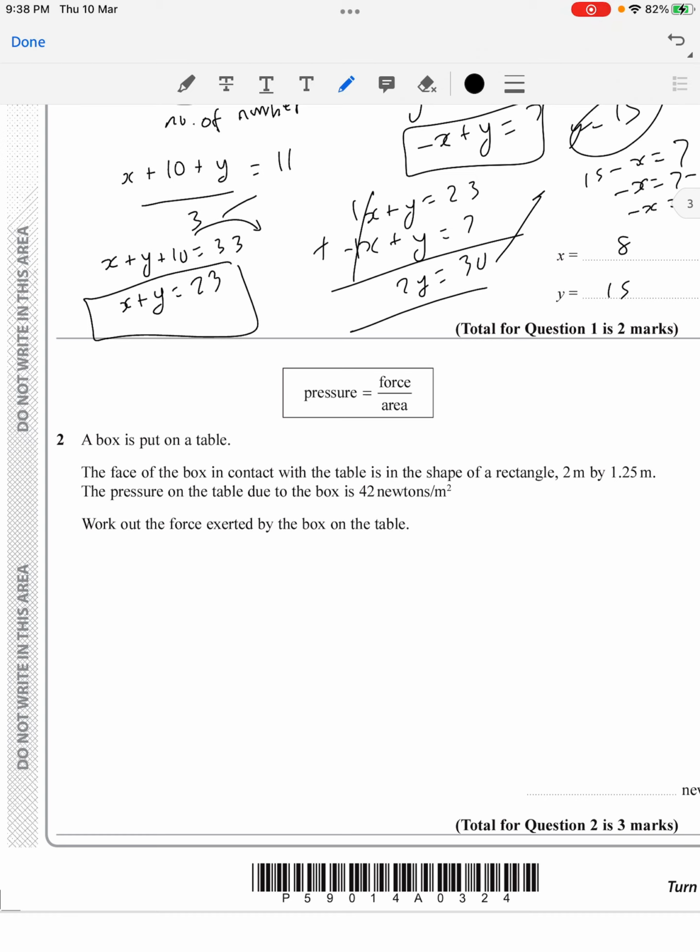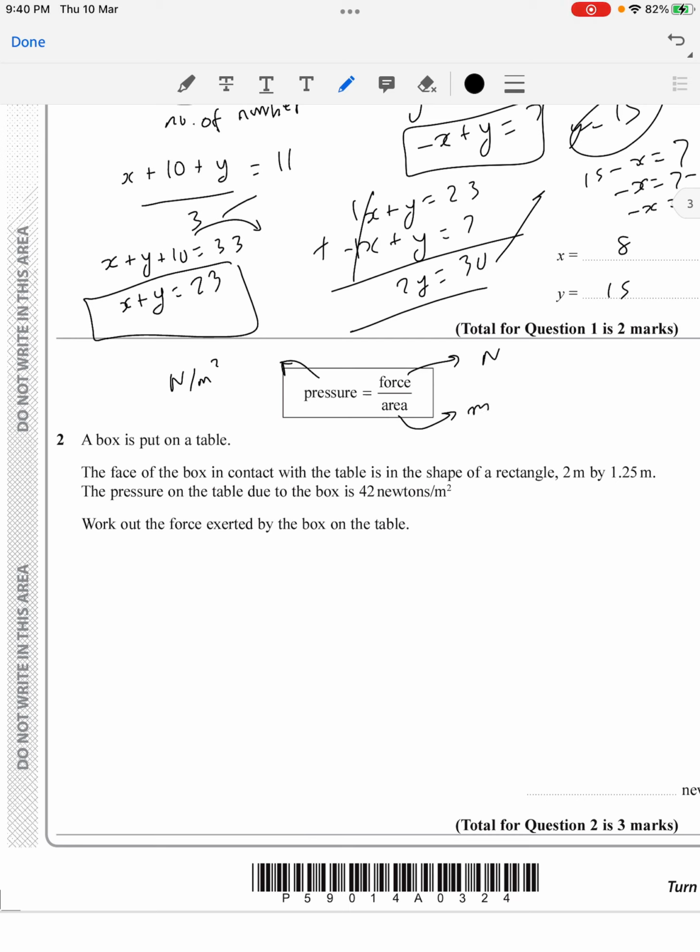A box is put on a table. Since it's GCSE, we get a formula. So we have pressure is equal to force divided by area. Now sometimes you have to know the units of these, right? So pressure is usually measured in newtons per meter squared. Force is measured in newtons. Area is measured in meters squared. Okay, so this is very important.